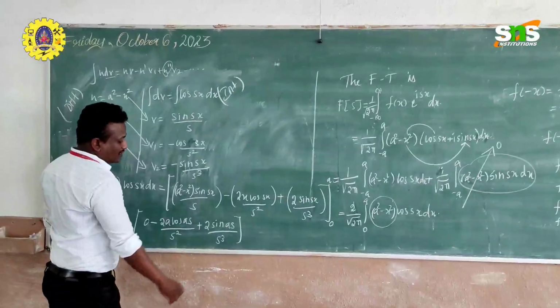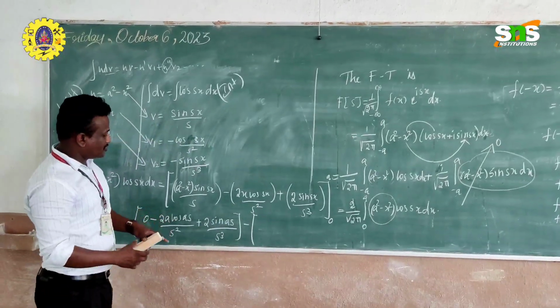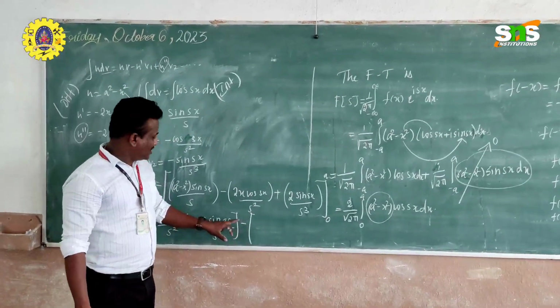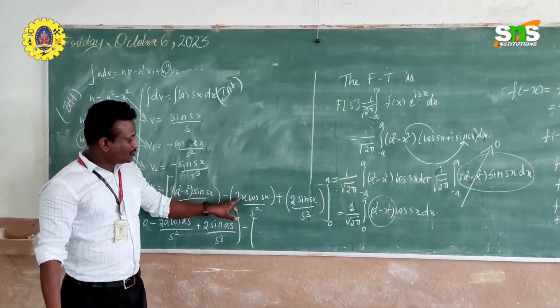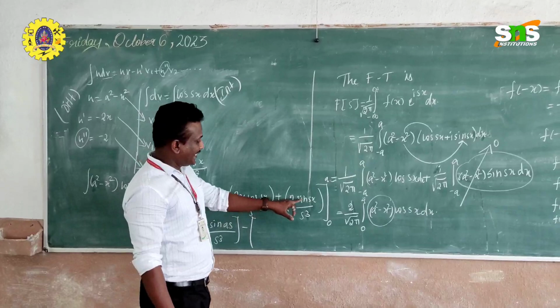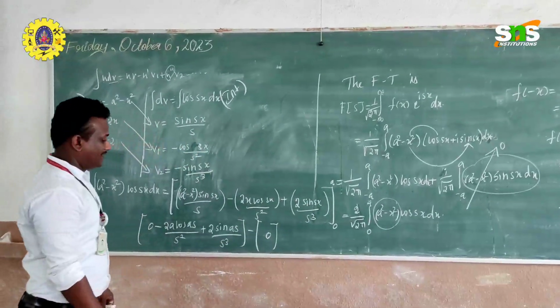First part got over, then put a minus symbol, then come to lower limit. So when you substitute lower limit, you have to put a minus. So lower limit, it is sin 0, everything is 0. 2 into 0, everything is 0. Sin 0, everything is 0. So all the values are 0. So we can stop here.